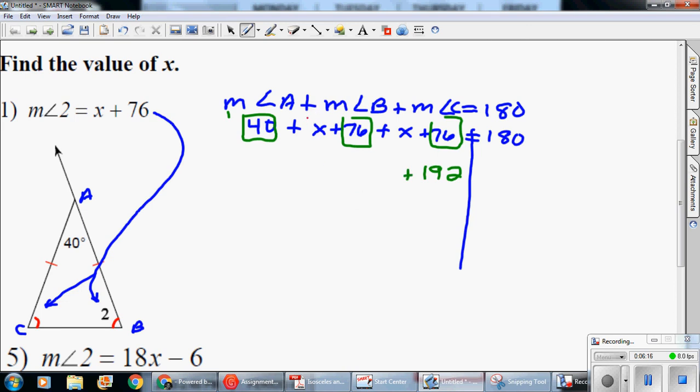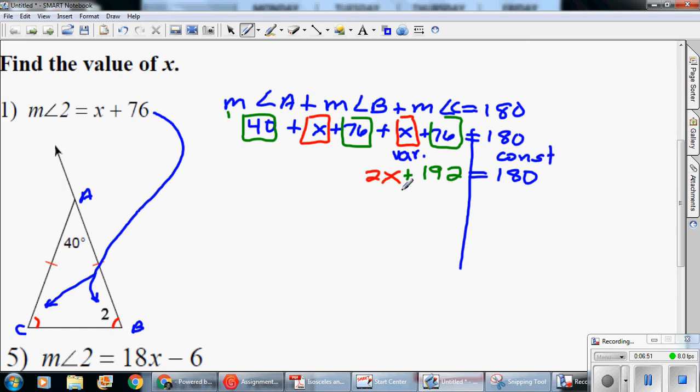Now, I can combine the x with the other x because they're like terms. 1x plus 1x will give you 2x. On the right side, nothing to combine, so the number stays the same. That'll be 180. Now, step number 3, separate variables and constants. Variable means letter. The letter is on the left, so I would like to have variable on the left and constant on the right.